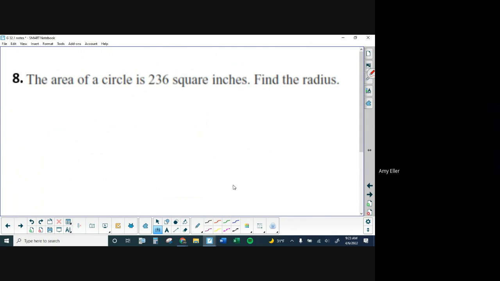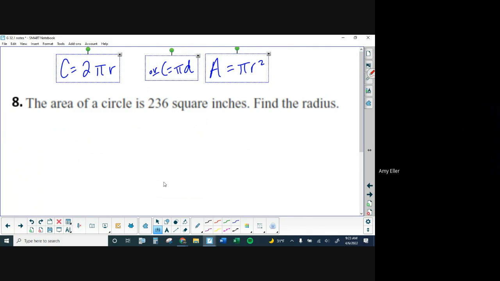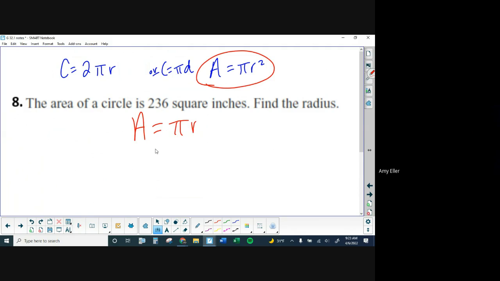Okay, number 8. Notice it doesn't say the word exact. So we're going to get a decimal. We're going to type pi, and we're going to cut it off at 2 decimal places. Number 8. The area of a circle is 236 square inches. Find the radius. There is only one good formula. See if you can find which formula would be best here. Kevin, which formula? Yeah, of course, the area formula. And then the area of the circle is 236.